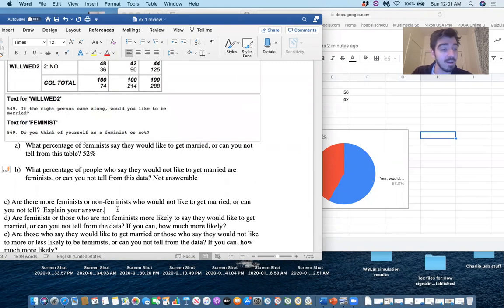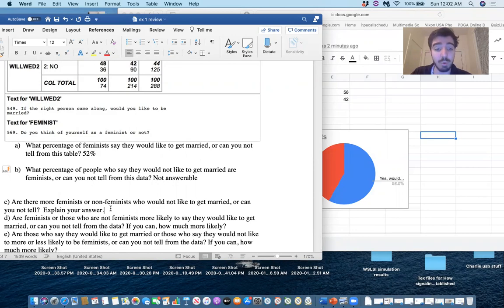Excellent. Okay. Are there more feminists or non-feminists who would not like to get married? Or can you not tell? Explain your answer. So this is a raw counts comparison, right? This is not a percent comparison. We're not comparing between two pies.